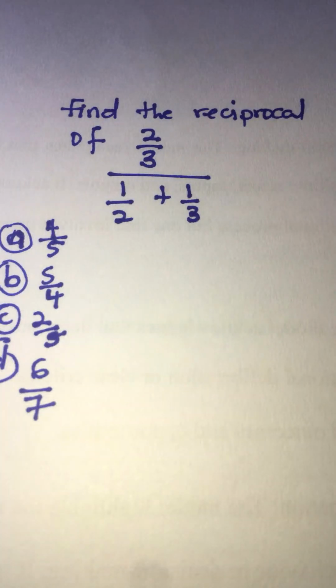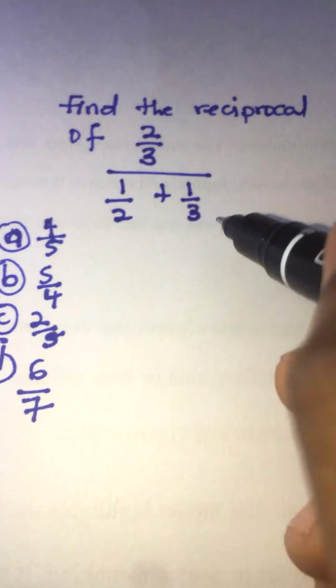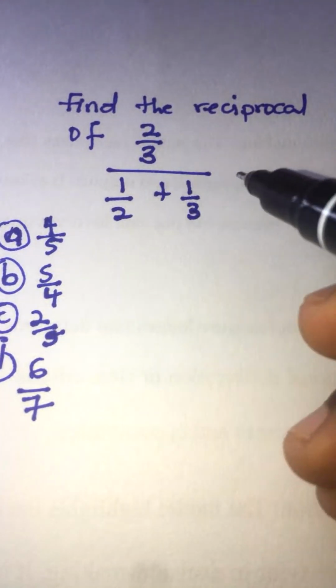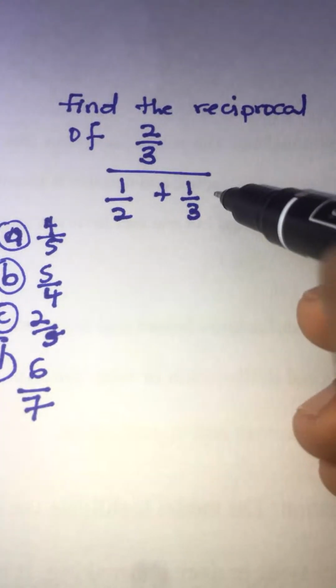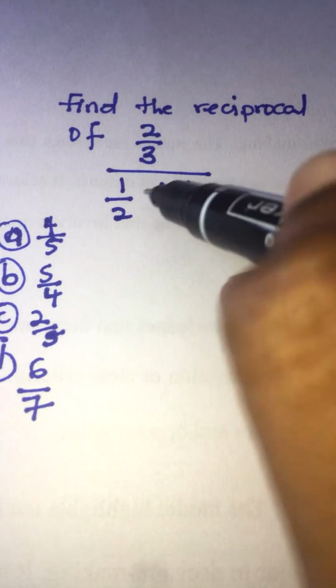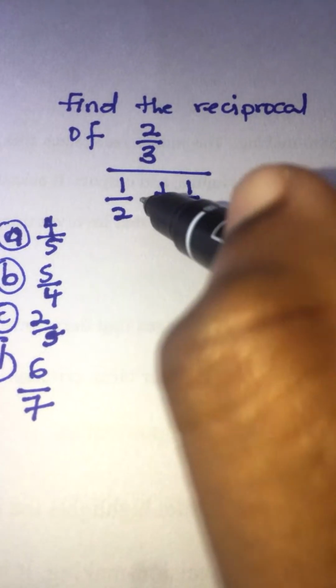This is a question asked by one of my students yesterday, and I think I should explain. The question says find the reciprocal of this fraction, which is 2/3 divided by a half plus 1/3. So what do we do? This is a very big or huge fraction. But the first thing to do, this is the numerator, this is the denominator. So we have to work on this first.